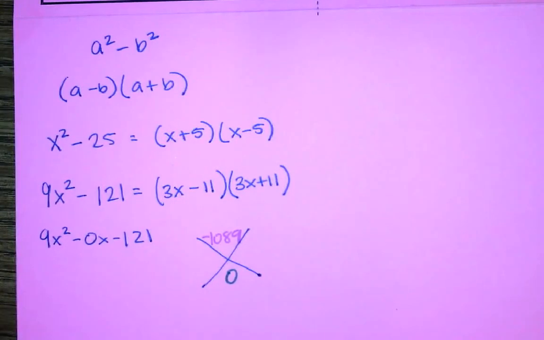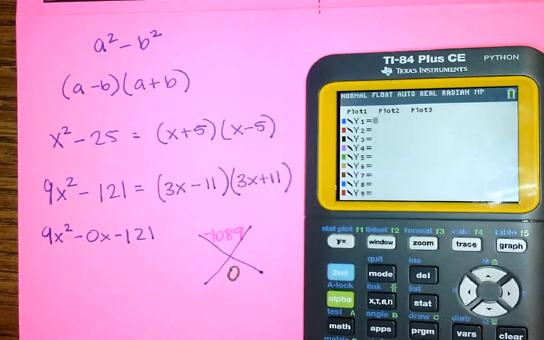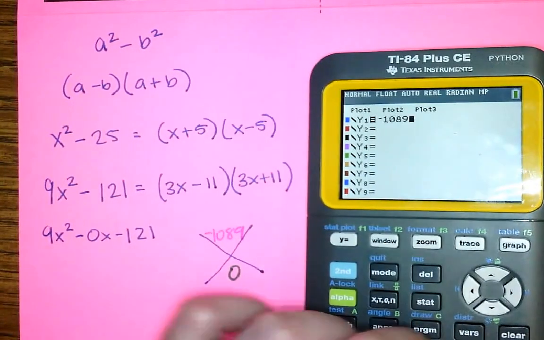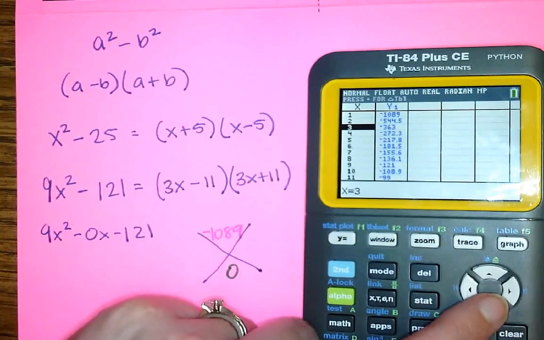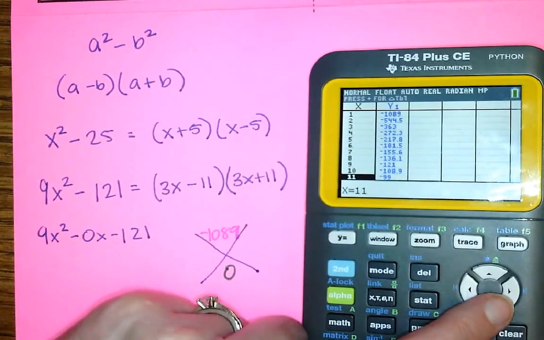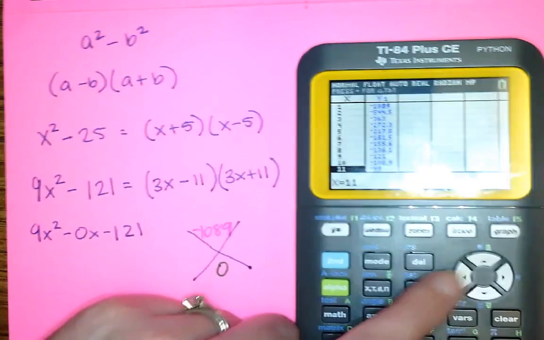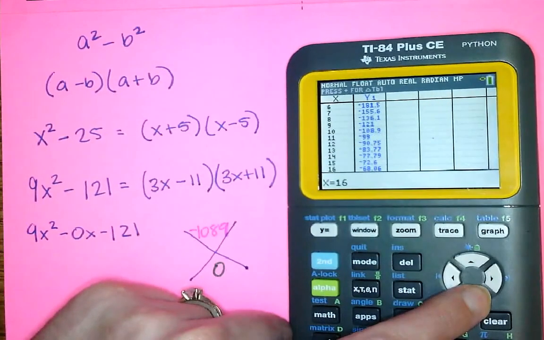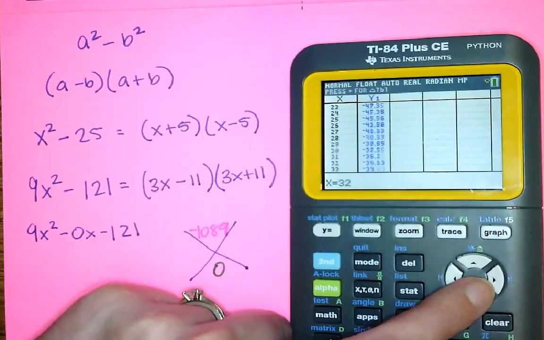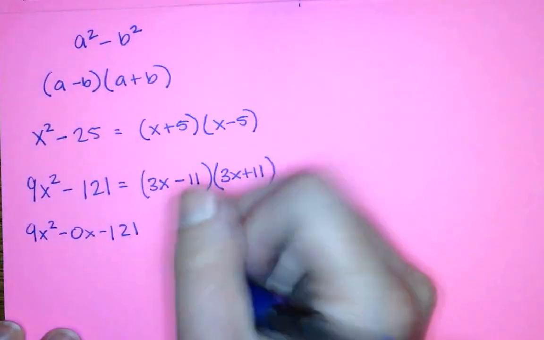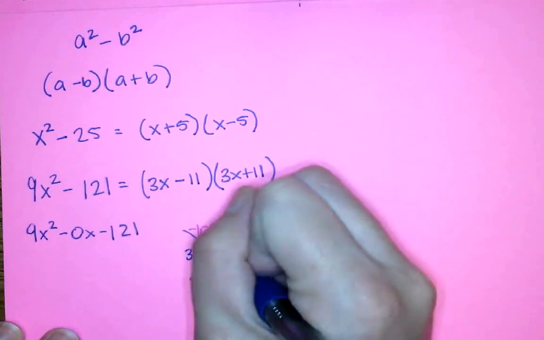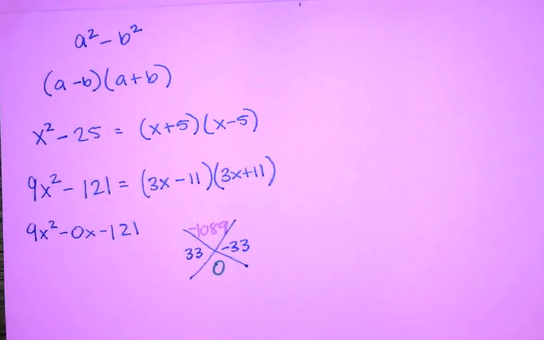Does that make sense? So this is where you would go to your calculator and say, okay, negative 1,089 divided by x, second table, and you have to find two numbers that are going to add up to 0. And the two numbers that add up to 0 are going to be all the way down here at 33 and negative 33. So it still works and you can still do it, but it just takes a lot more effort. Does that make sense, y'all? Are you guys kind of tracking?